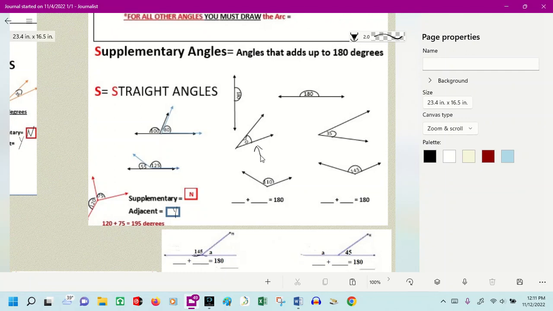This is a 70-degree angle. That's a 110-degree angle. That adds up to 180. So these two angles are supplementary angles. This is a 35-degree angle, and the other one is a 145-degree angle right here. Do they add up to 180? Yes. So these two are supplementary angles as well.